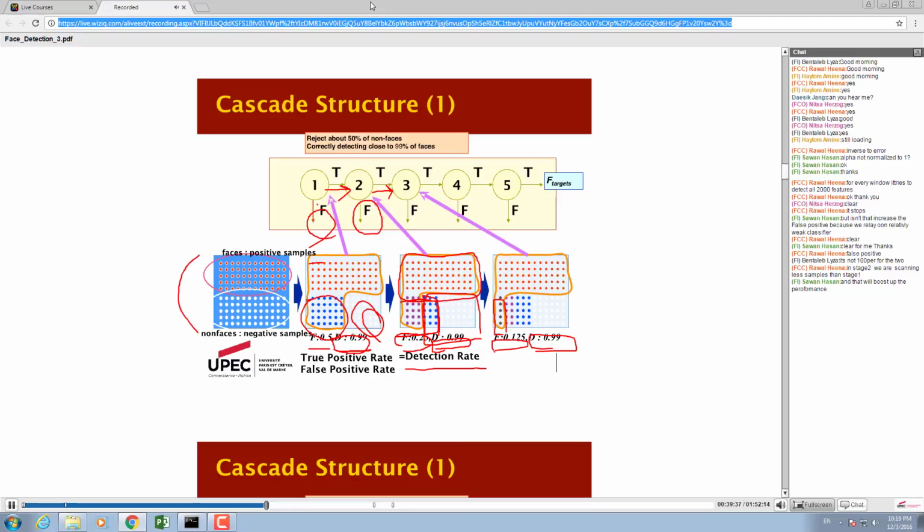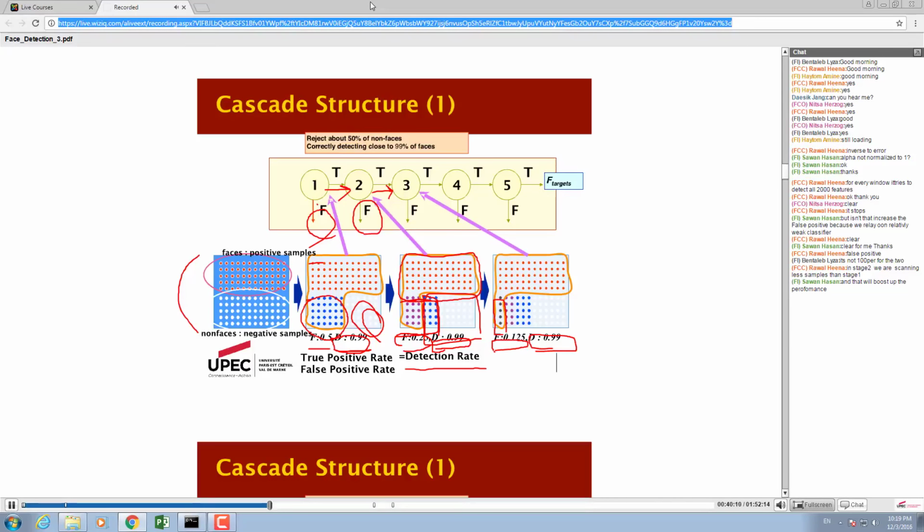In stage 1, we don't need to worry about the false positives too much, because the false positive rate is 50%. That is a very high number, so it's a very easy task. We don't need to use many classifiers. It doesn't need to be a very strong classifier, so we can use just a few features in stage 1. In stage 2, we may need a little bit more, stage 3 a little bit more, stage 4 more, and stage 5 more.